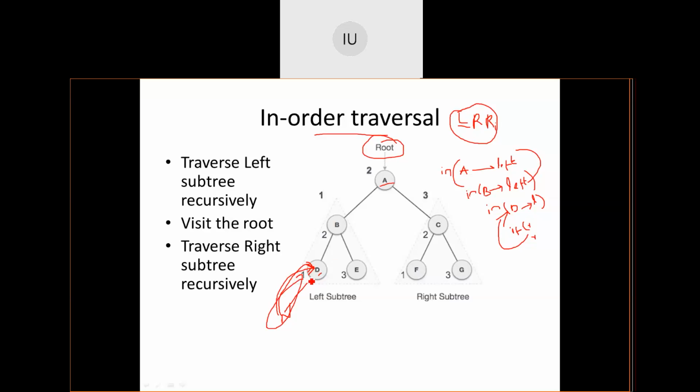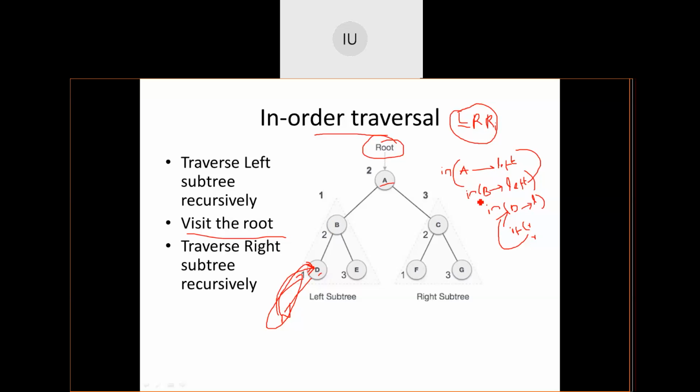Guys, you have to pay attention, only then you will understand this. I am repeating this again. How the things are taken care. A's left is called. A's left has B, which is taken as a new root for the next function call, recursive call. So in order of B arrow left. Again this goes into D.